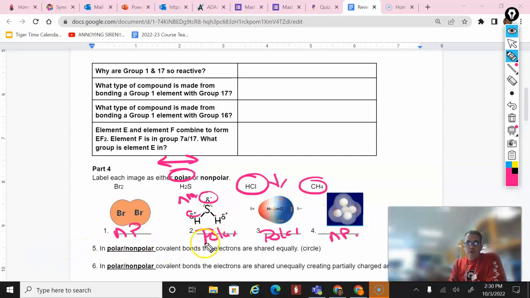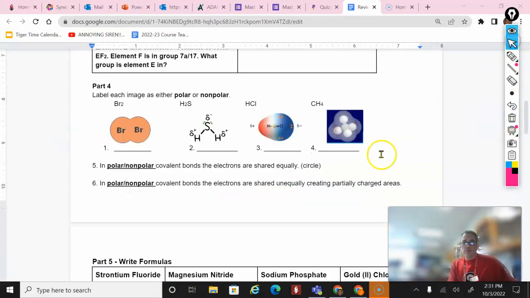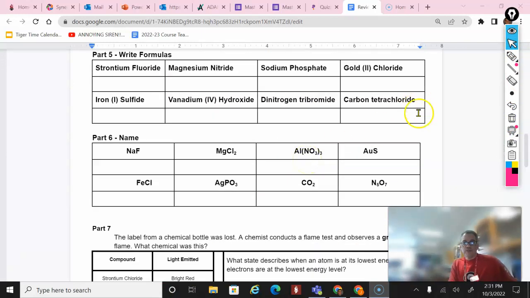Number 5, nonpolar. Which one? Covalent bonds are shared equally, or they're going to be shared unequally? Well, if they're shared equally, they're nonpolar. And number 6, the electrons are shared unequally. That's when we get polar. They're being pulled to one end, just like I mentioned yesterday in class about things being towards the poles of the Earth.